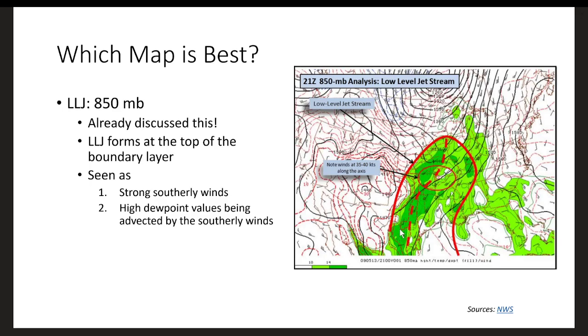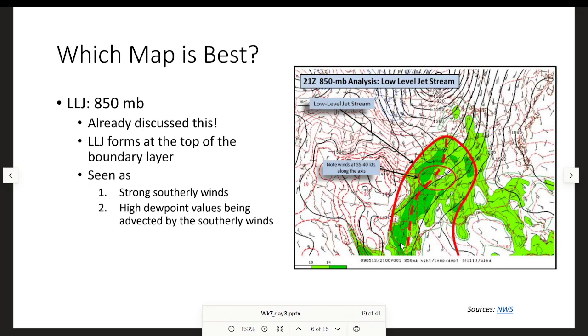So if you look at 850 and you see these strong southerly winds, so you can see these wind barbs here, and they're pulling this air north, and you can see the high dew point values being affected by these winds, so it's pushing these dew point values north. You probably have a low level jet.